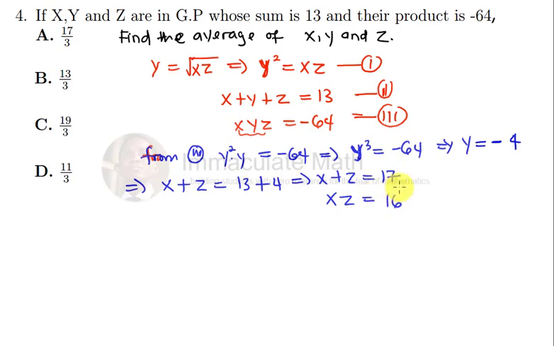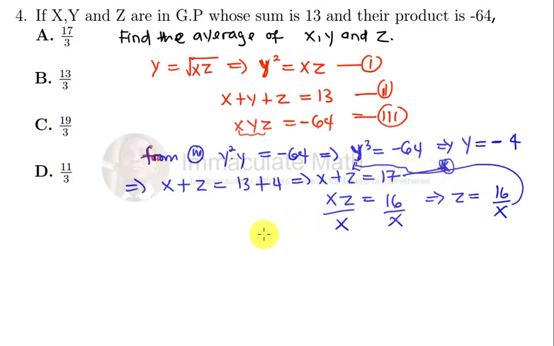So what does this actually look like to you? You can go by dividing both sides by x and substituting it here. Let's even try to do that. If we divide both sides by x, my z is 16 divided by x. So if I replace z with 16 over x in this first equation, let me call this equation star, what am I going to have?